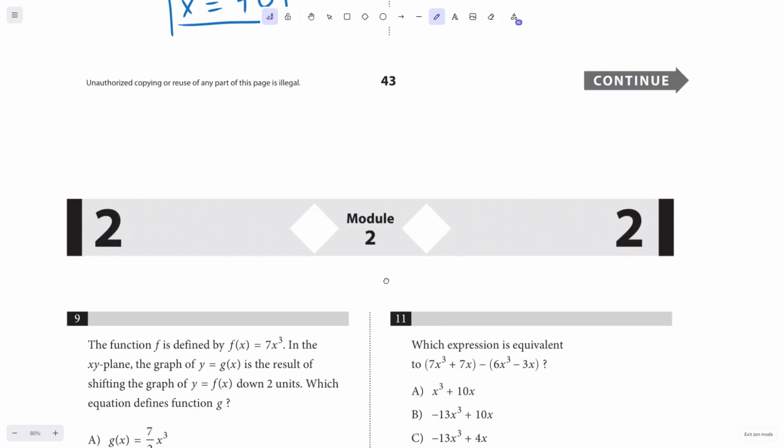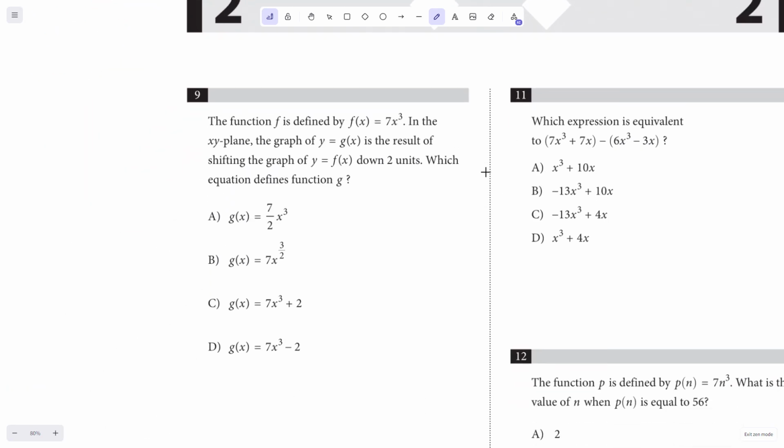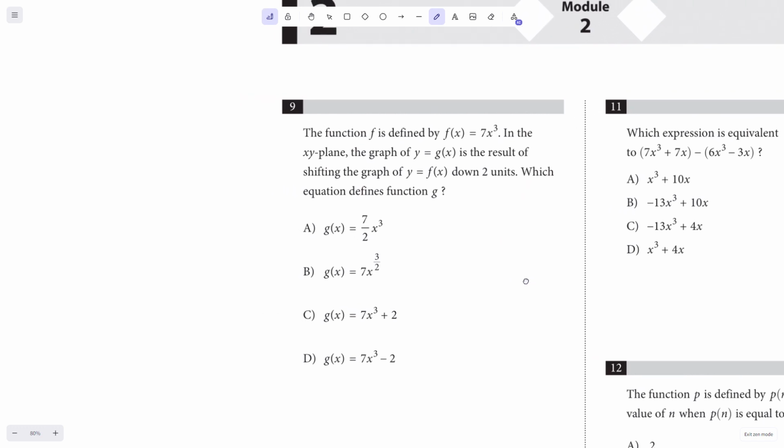Now let's look at the ninth problem. The function f is defined by f of x equal to 7x cubed. In the xy plane, the graph of y equal to g of x is the result of shifting the graph of y equals to f of x down 2 units. Which equation defines function g?